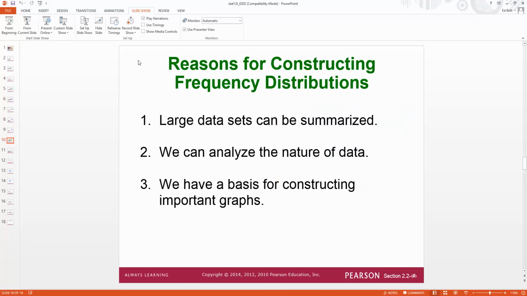So why do we want to construct frequency distributions? Large sets of data can be summarized. So, say we have 1,000 different data items. We could take all of those and summarize those in one table. We can analyze the nature of the data, so you can see where your data items are around most. Which class are they in the most? Are there classes, maybe the lower classes or upper classes or even the middle classes, where the data items are large or are small? And we can have a basis for constructing important graphs.